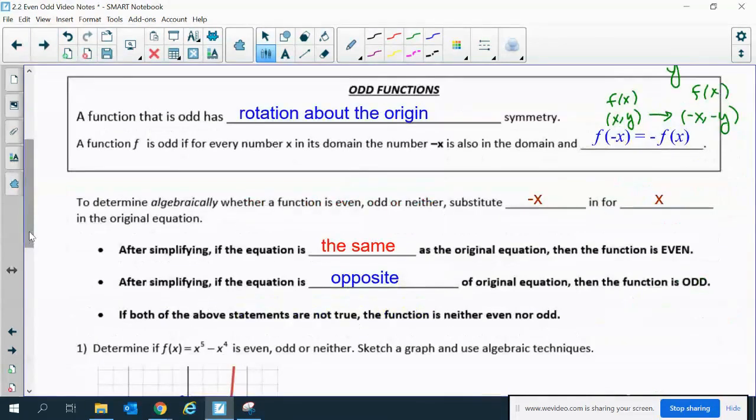Algebraically, what we would do is we substitute negative x in for x in the original equation. If you simplify and it's the same equation as the original, the function is even. And if you simplify and it's the opposite of the original equation, then the function is odd.